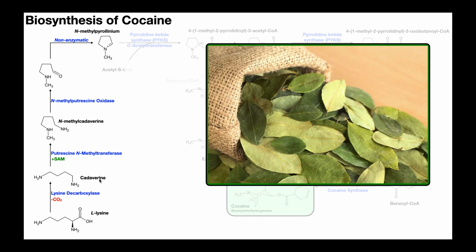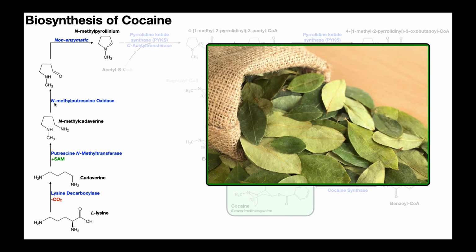Now there's a similar molecule that you may have seen in other courses called putrescine, which actually gives the next enzyme its name. But this enzyme can act on both putrescine and cadaverine. In any case, putrescine N-methyl transferase uses the methyl donor S-adenosylmethionine, or SAM, to transfer a methyl group onto one of these amino groups. So that turns cadaverine into N-methyl cadaverine.